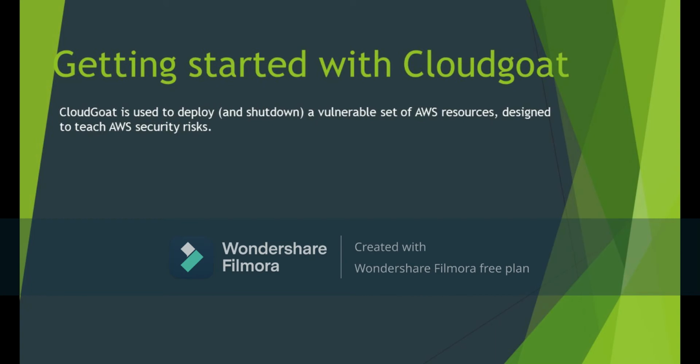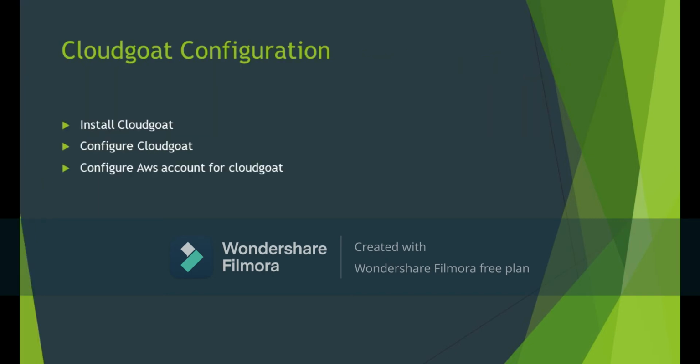Today we will learn about CloudGoat. CloudGoat is an AWS vulnerable environment to learn about AWS security risks. It makes it very easy to create and destroy the vulnerable environment where you can practice and learn about the security problems that we can face on AWS.